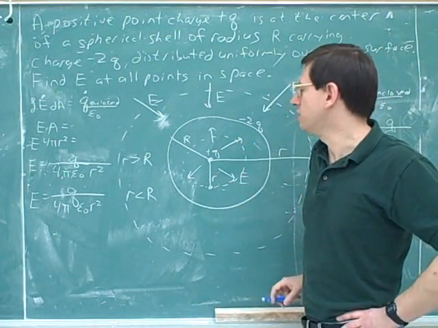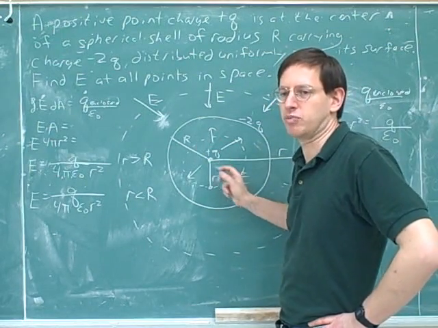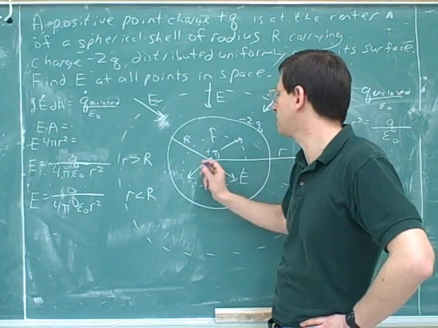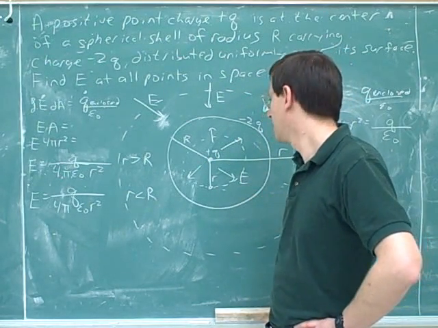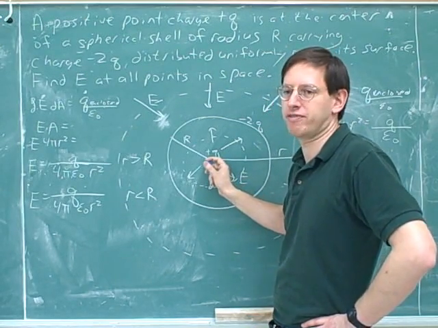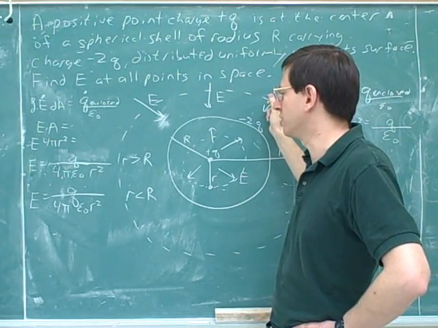So notice that the direction of the electric field, again, when we're working with spherical symmetry, only depends on the enclosed charge, not the charge that's outside your Gaussian surface. When the enclosed charge is positive, the electric field lines are pointing away from it, and when the enclosed net charge is negative, the electric field lines are pointing towards it.